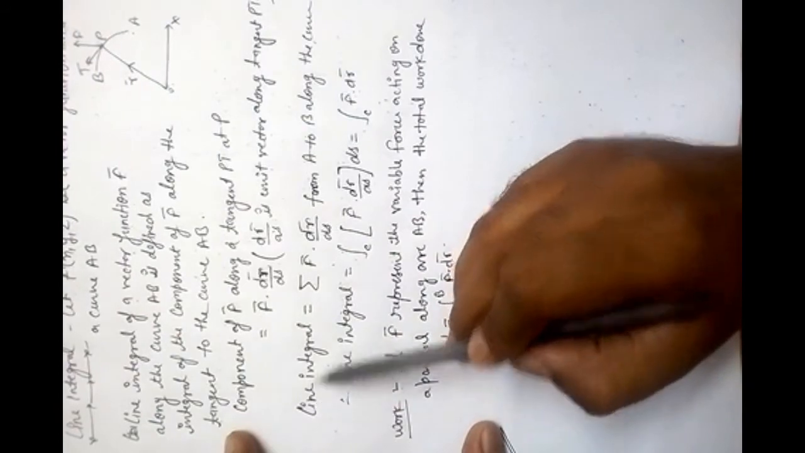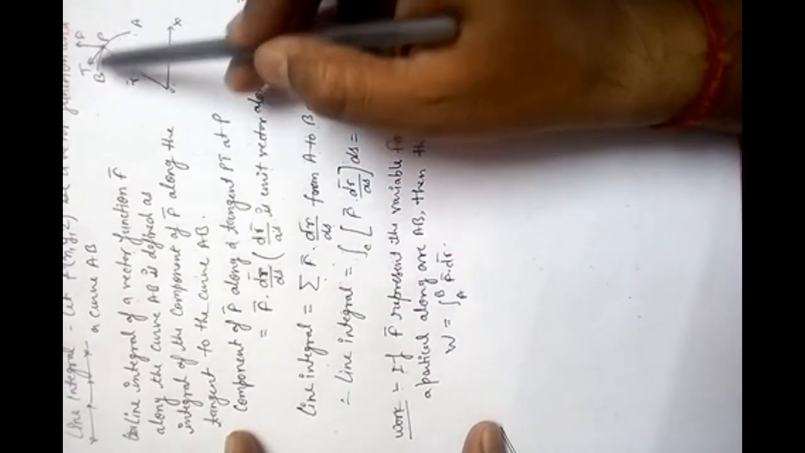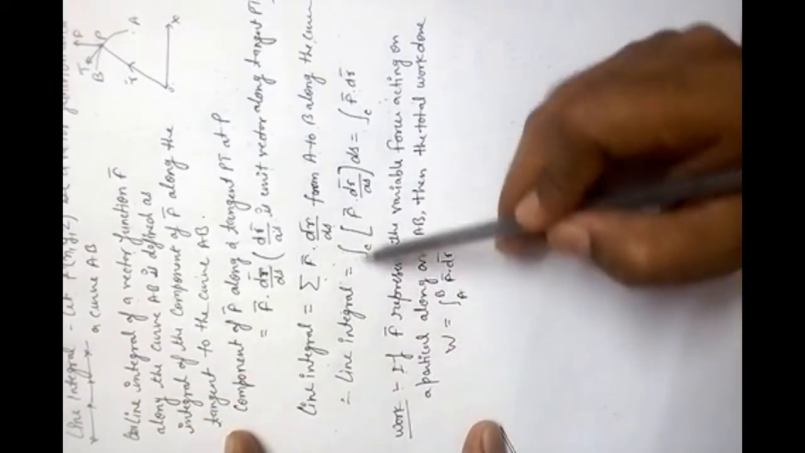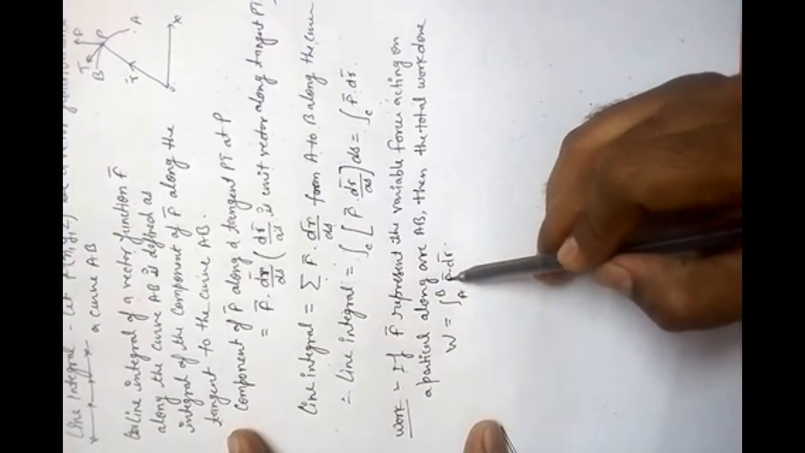So our line integral is the summation of vector F dot dr upon ds from A to B along the whole curve. So the line integral is the integral of F dot dr upon ds into ds. That means integral F dot dr. If vector F represents the variable force acting on a particle along the curve, then the total work done is defined as the integral from A to B of F dot dr. Okay.